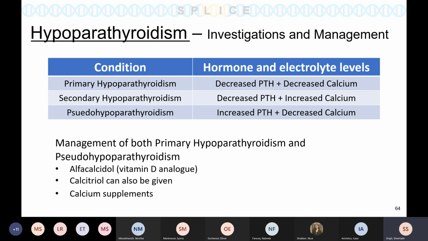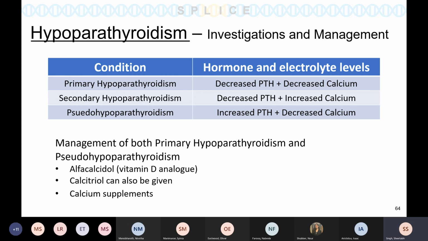So last one, just going through investigations and management. Primary hypoparathyroidism will give you a decreased PTH and a decreased calcium. Remember, primary hypoparathyroidism is where the gland is failing, so you've got decreased PTH, and you're going to have decreased calcium. Secondary hypoparathyroidism is when you've got increased calcium due to some other process going on, most likely a malignancy, and because of that, you're getting a decreased PTH. And pseudohypoparathyroidism, a fake hypoparathyroidism, as the name suggests, you still get an increased PTH, but you've got decreased calcium because the PTH can't act.